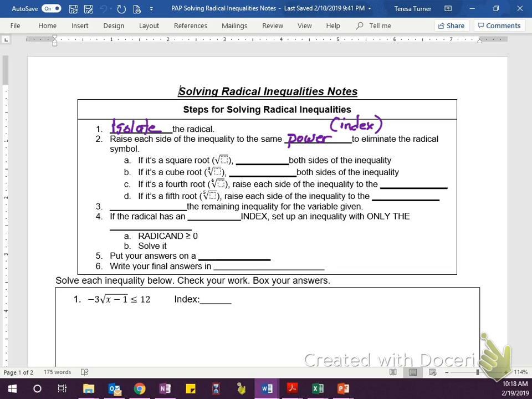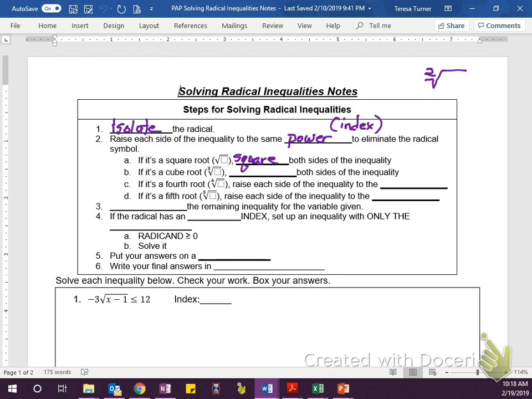If there is no number written there, what kind of radical is it? If we just have this with no number, what does that mean? Square root. So the number that we don't write here is a 2. We don't write it there, but it's implied to be a 2. So if it is a square root, you square both sides.